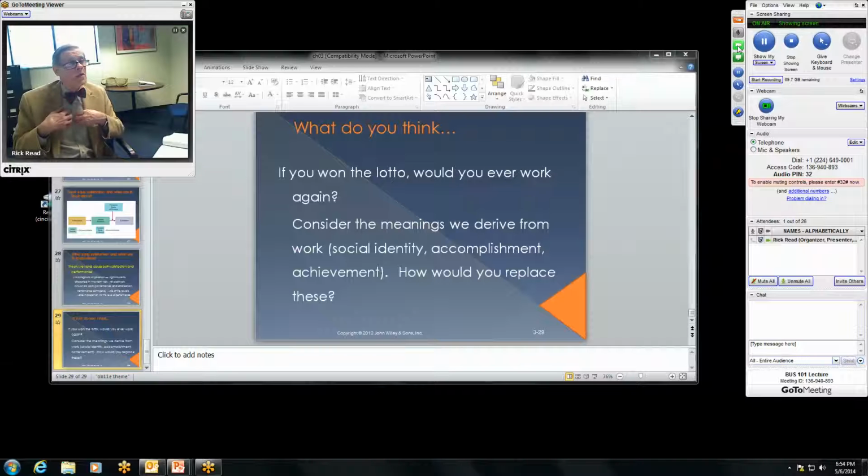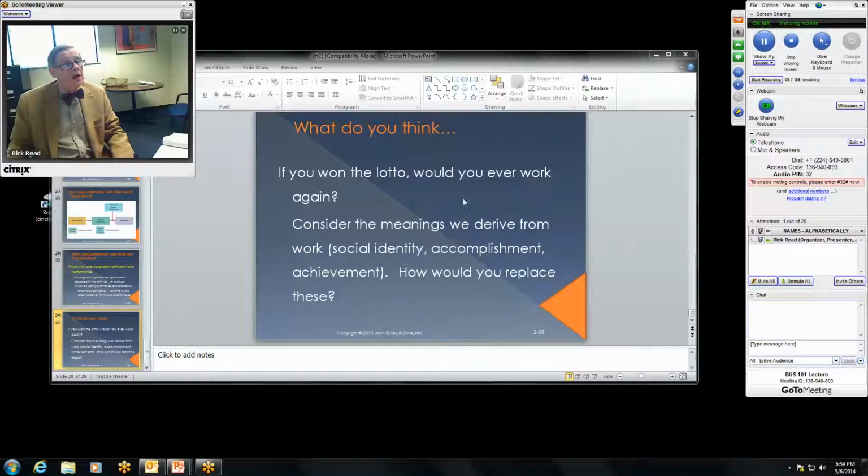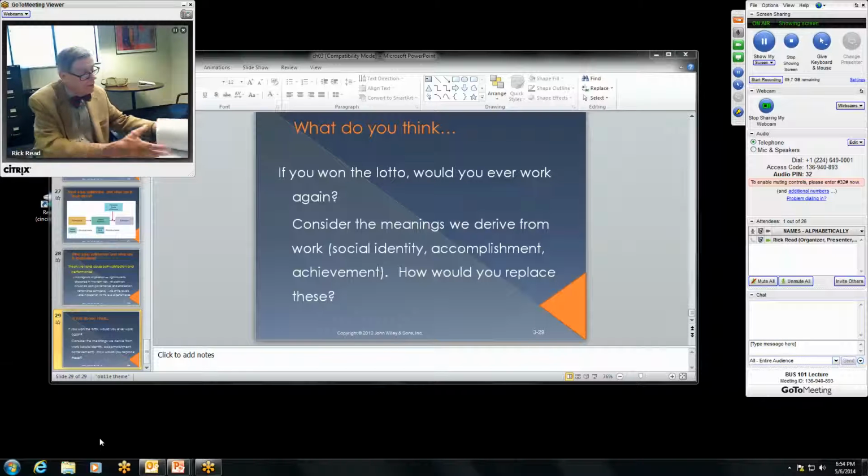I seldom play a lotto. I can't remember the last time I did, as a matter of fact. So I don't think I have an answer for that. But it is something we need to think about and come to grips with. If we did win it, how would we replace those things that we get accomplishment from, etc. Not saying it can't be done, but it's something we certainly need to think about.